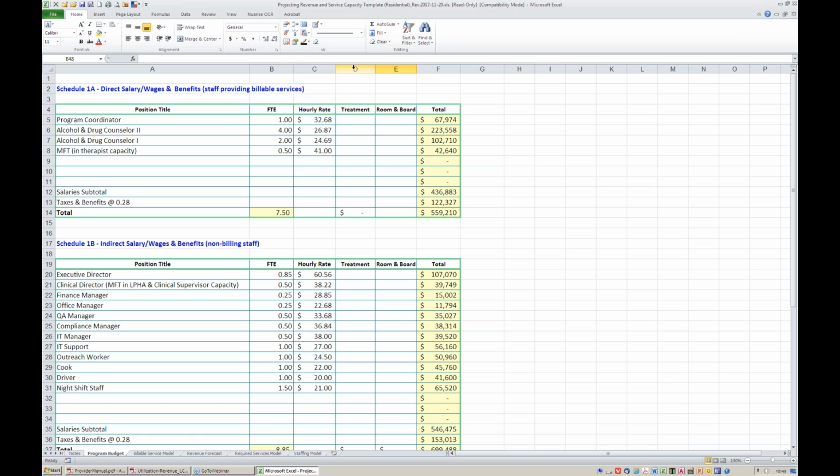Much better. So again, Victor was quickly describing that you have two sets of wage categories here. You've got one that are direct salary, wages and benefits, and then indirect.